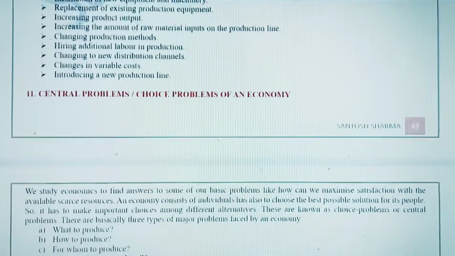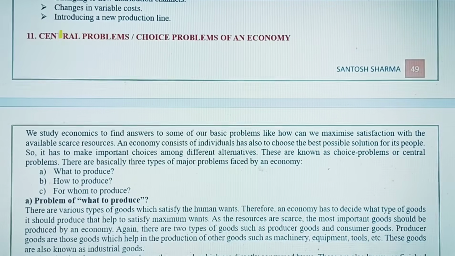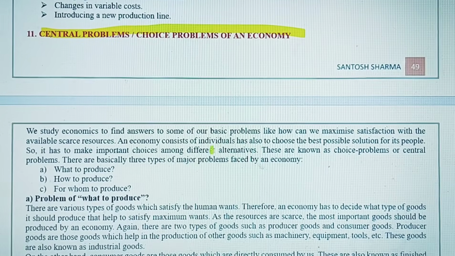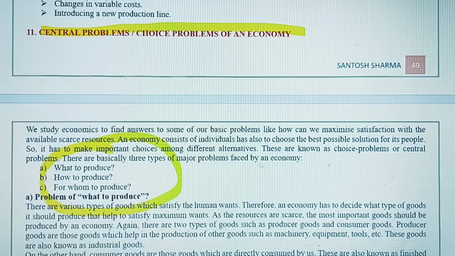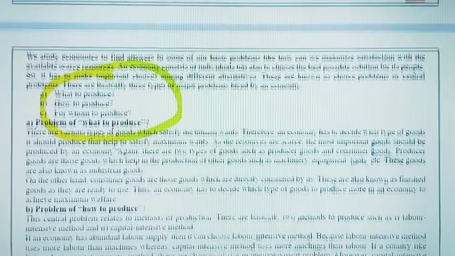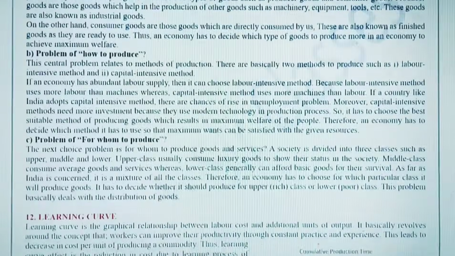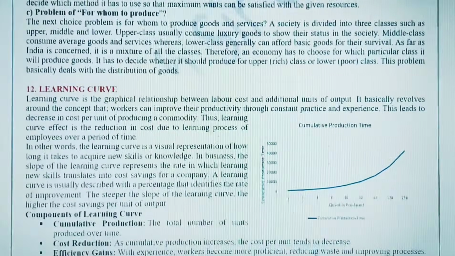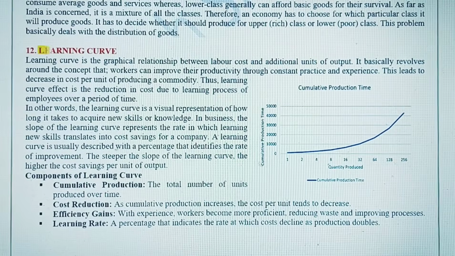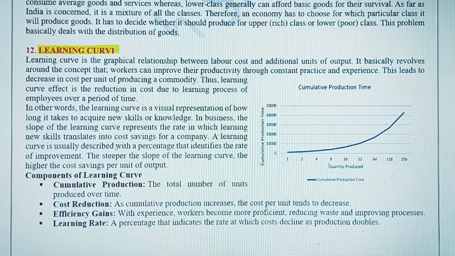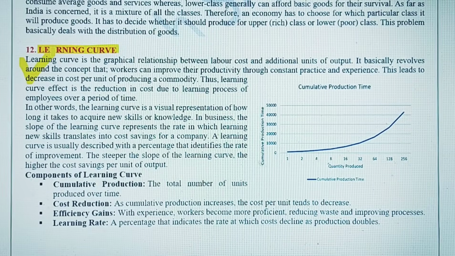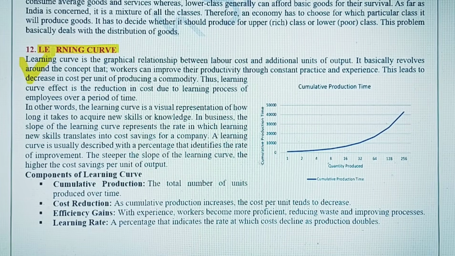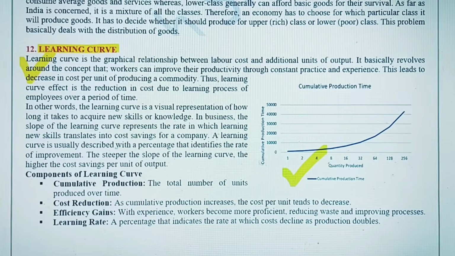And then we have central problems of an economy or choice problems of an economy. तो 3 प्रॉब्लम है, what to produce, how to produce and for whom to produce. तो इनको आपको डिस्क्राइब करना है along with the examples. Fine. लेट्स मूव ऑन टू द नेक्स्ट क्वेश्चन, लर्निंग कर्व. ये भी बड़ा इंटरेस्टिंग कॉन्सेप्ट है कि बेसिकली जो फर्म यूज़ करती है, हाउ इट यूजेस दिस लर्निंग कर्व इन देयर फर्म्स. तो बहुत ही बढ़िया कॉन्सेप्ट है, इंटरेस्टिंग कॉन्सेप्ट है. ये डायग्राम बना सकते हैं इसके अंदर.